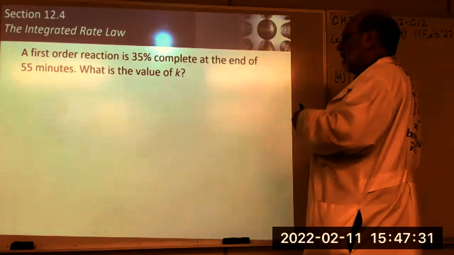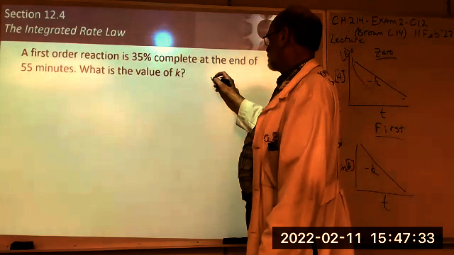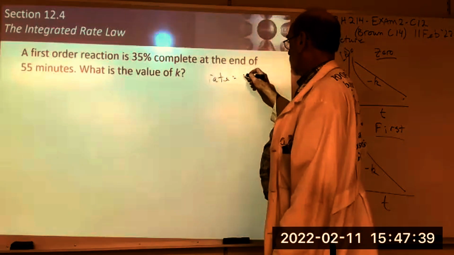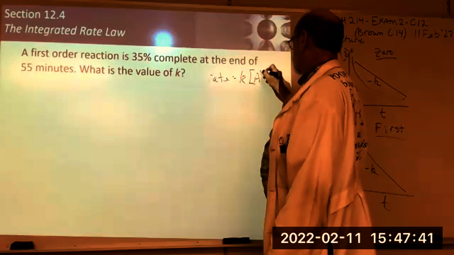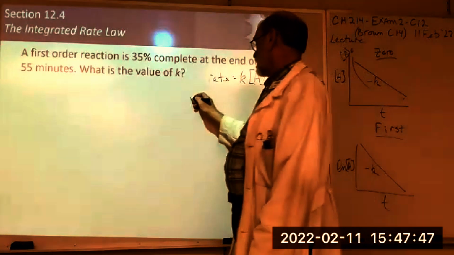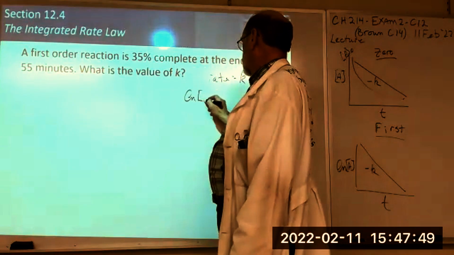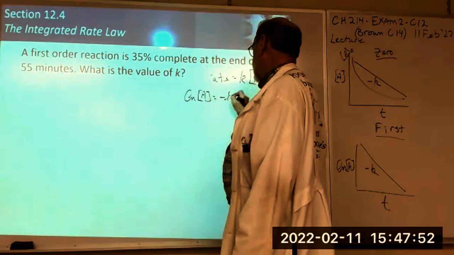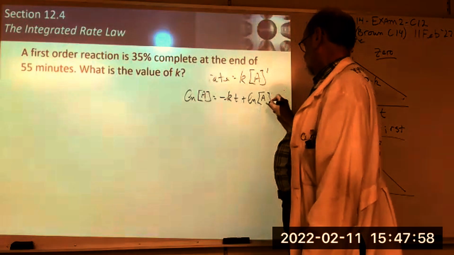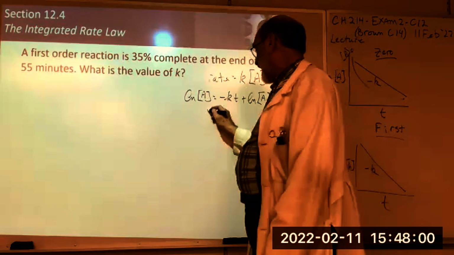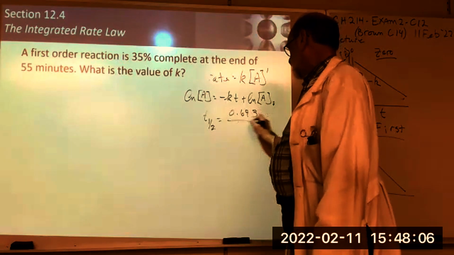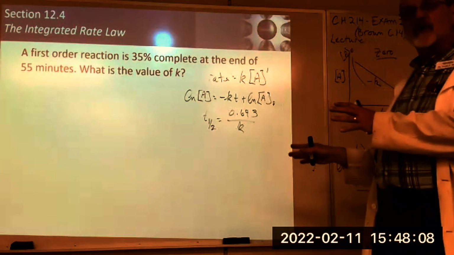So that means we've got the rate equals K times A to the first order, or we've got the natural log of A equals negative K T plus the natural log of the initial A, or we've got the half-life equals 0.693 divided by K. We have all those at our disposal.